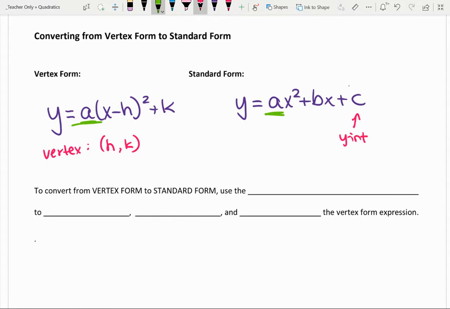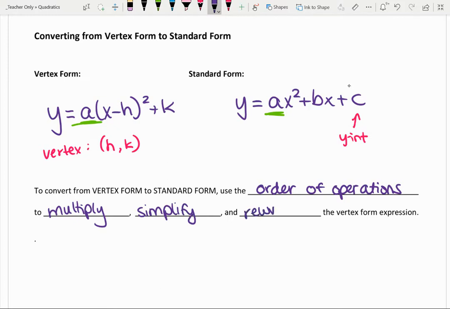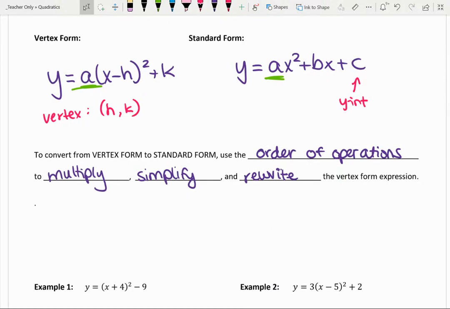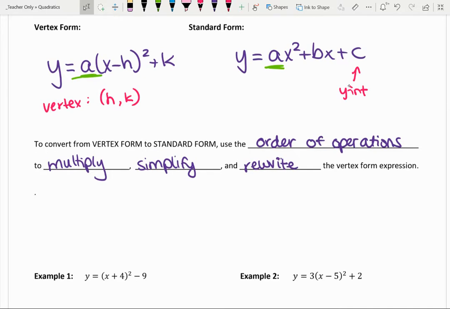So if we're converting from vertex form to standard form, we're going to use the order of operations to multiply, simplify, and rewrite the vertex form expression. So the order of operations, I know we know it, but the vertex form, just the nature of how it's written, tends to trip people up a little bit. So I want to make sure that we review that in a way that's going to be helpful for us.